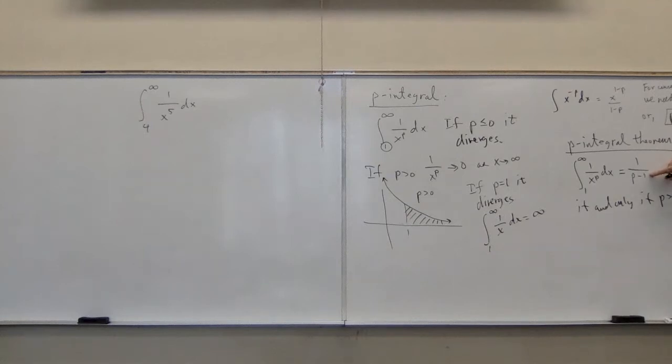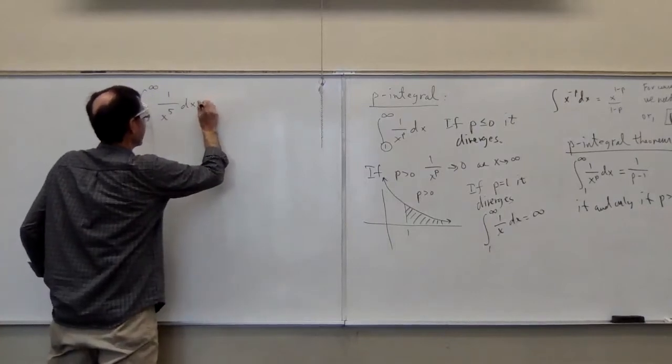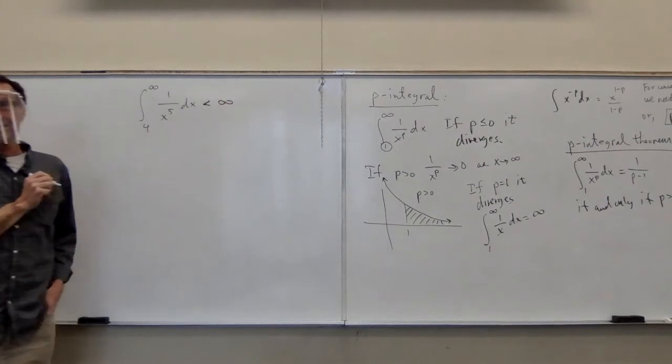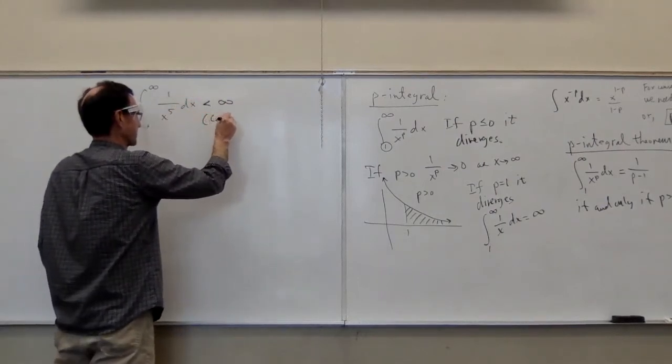And we could work it out. It's easy. But I don't want to do it. We'll just say it definitely converges. And when it converges, and especially if I haven't worked out the exact value, I'll just say it's less than infinity. That's a nice, easy way to say that.